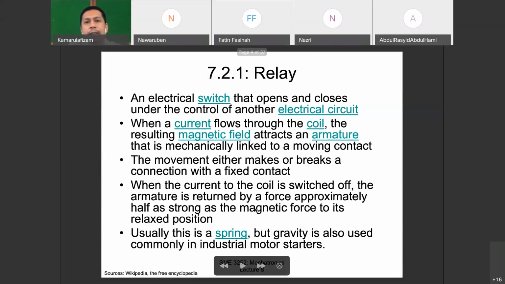Relay is basically actually a switch, tapi dia remotely operated macam switch biasa. Biasanya you kena pergi dekat, you kena tekan pakai you punya tangan, you punya jari lah kan. So that is typical switch. Relay is also a kind of switch. Dia masih lagi ada kalau you tekan switch, you dengar bunyi ketak. So relay pun sama, kalau you operate the relay, dia akan ada bunyi ketak tu juga. So dia is a kind of mechanical switch eventually.